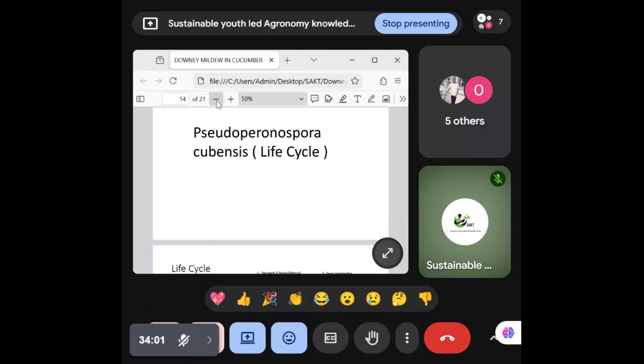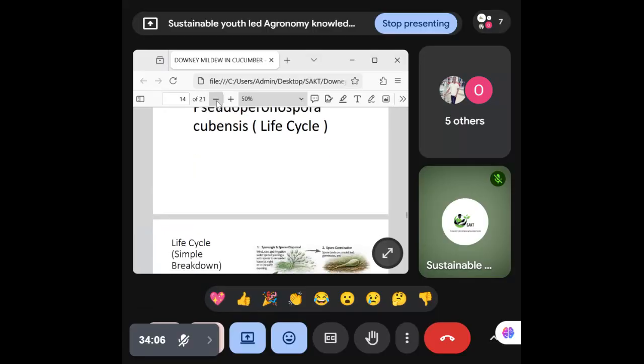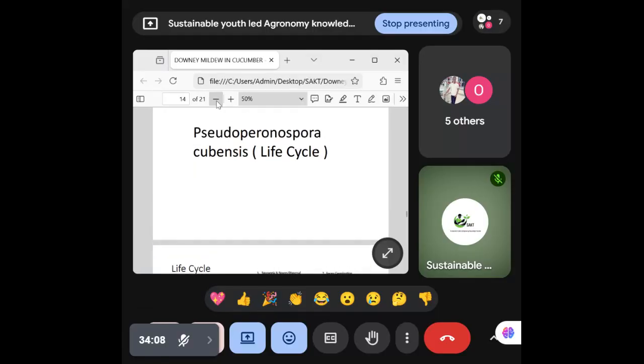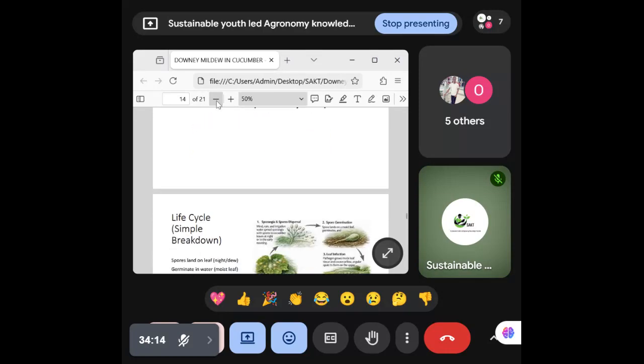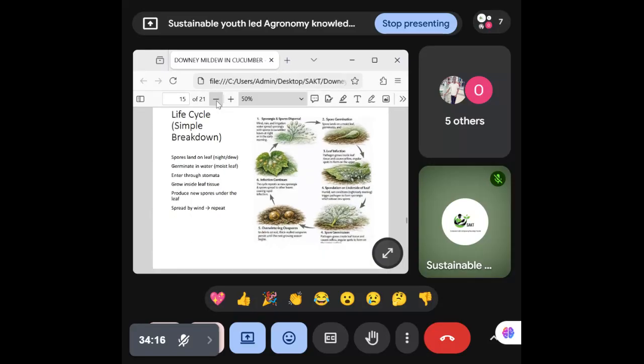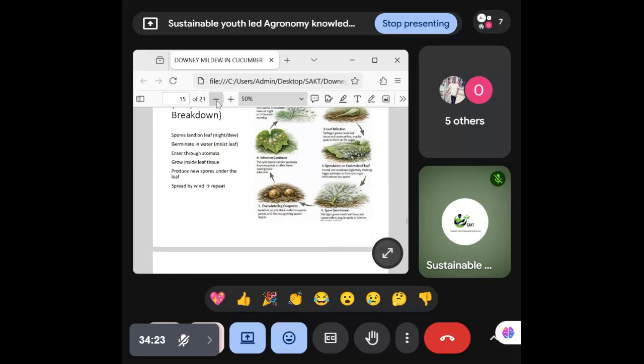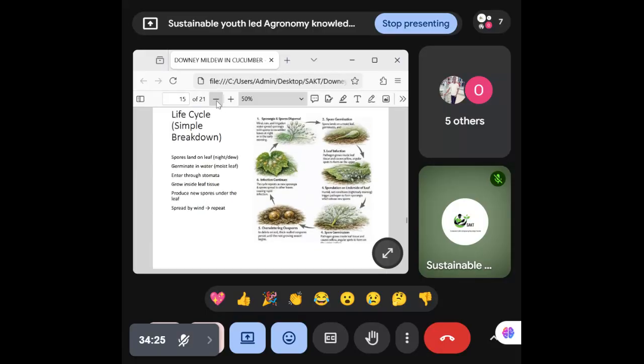So this is the pathogen. I don't know how to pronounce it, sorry. Pseudoperonospora cubensis. I think I've talked about that, so because of our time, I've explained this already. The life cycle, we see the life cycle here: how the spores stay on, find your leaf, and from there they grow. The infection spreads, and the cycle just goes round like that.